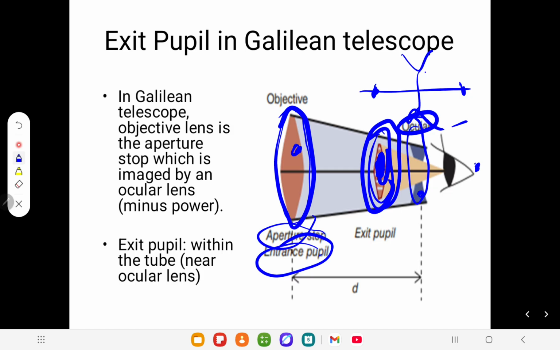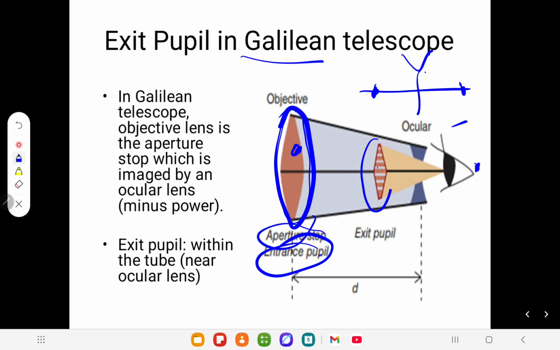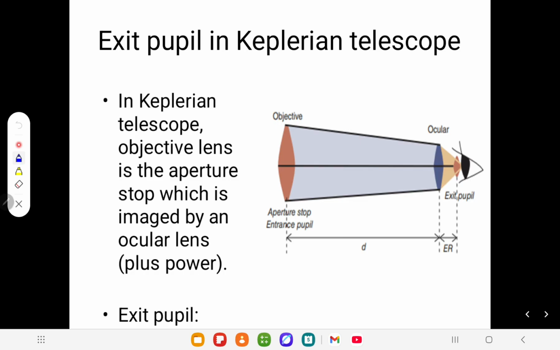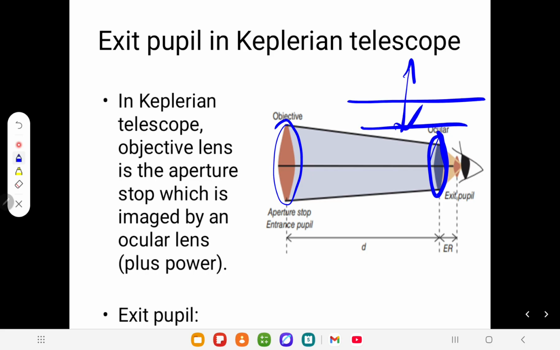That's why the exit pupil in case of Galilean telescope is always inside of the system, because the secondary focal point of the ocular lens lies inside of the system. See, that's the difference. Now in case of Kepler telescope, definitely this is the aperture stop and entrance, both the same thing. The image of an aperture stop is made by the ocular lens. So the ocular lens in case of a plus lens has the secondary focal point here, which means outside of the system.